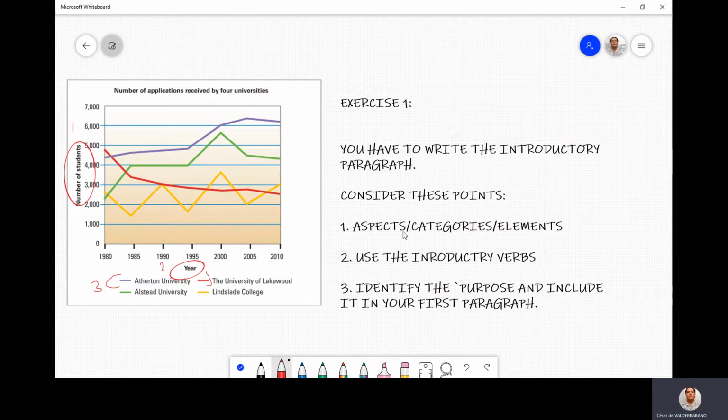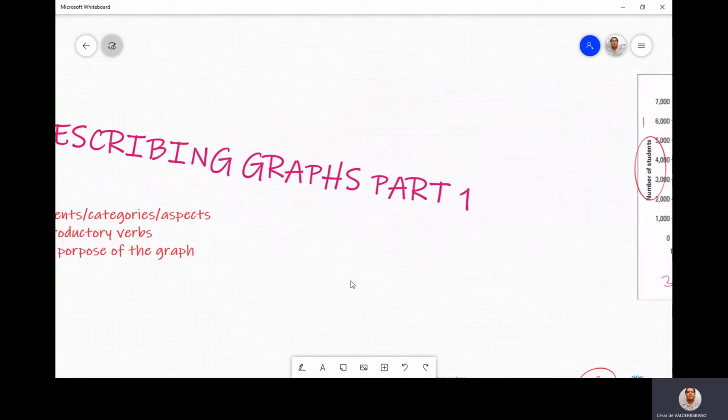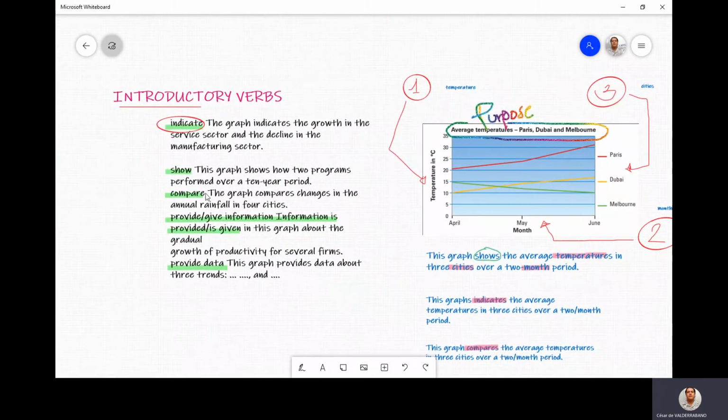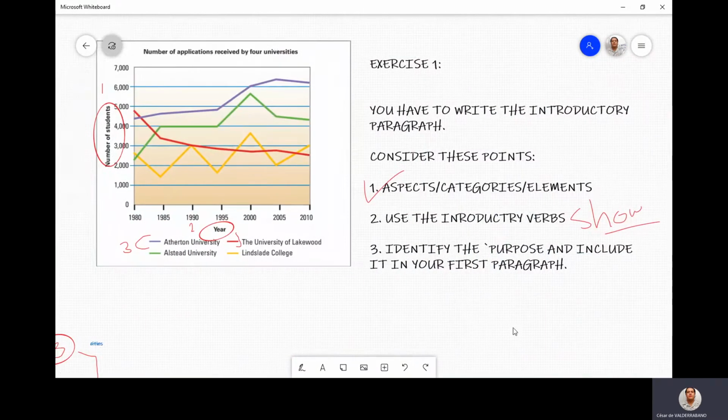We have three categories that we have to consider to describe this. And this is the first step: identify the three categories. We have the number of students, the year, and the universities. Number two says use the introductory verbs. One of my favorite verbs to use here is show. You can use any other, the one that you prefer. As you can see, we have indicate, show, compare, provide data, whatever you want. I will use show.